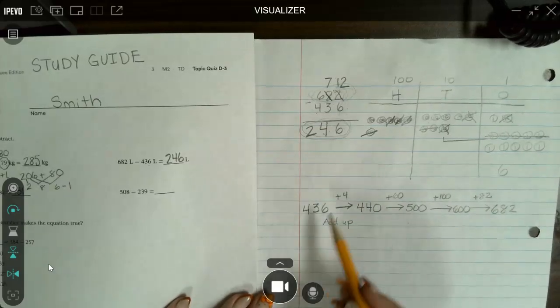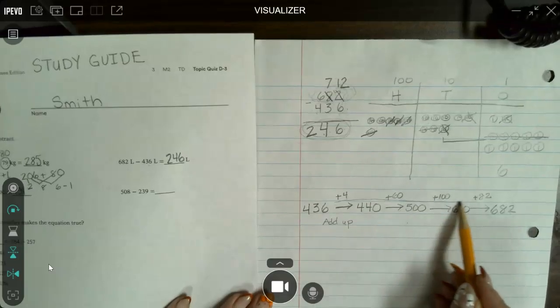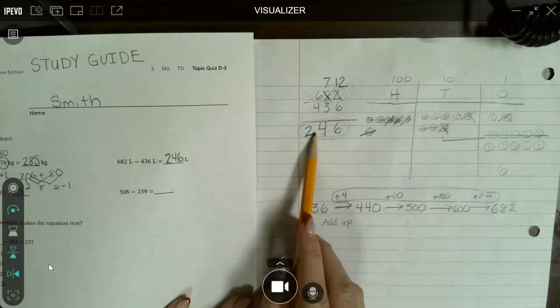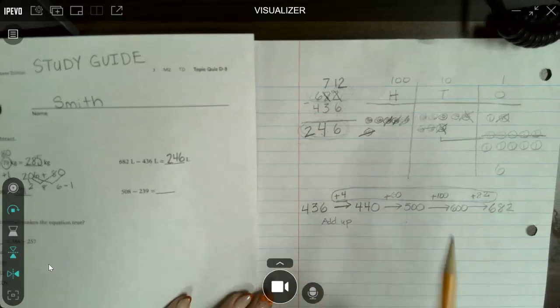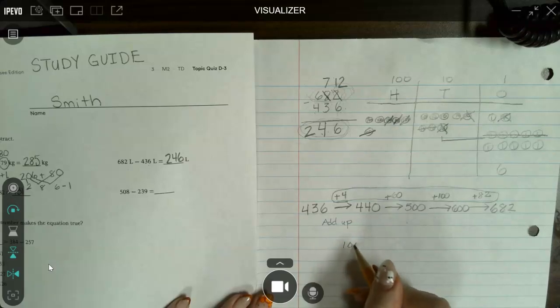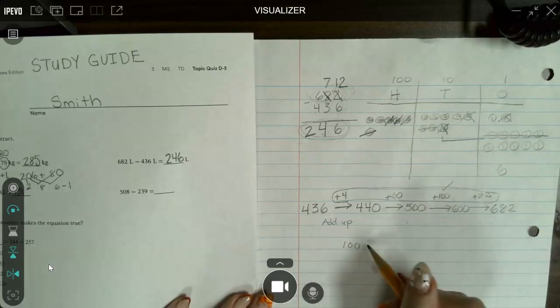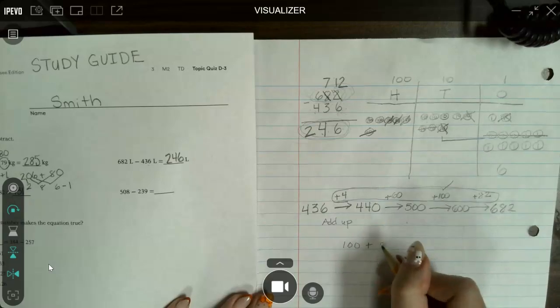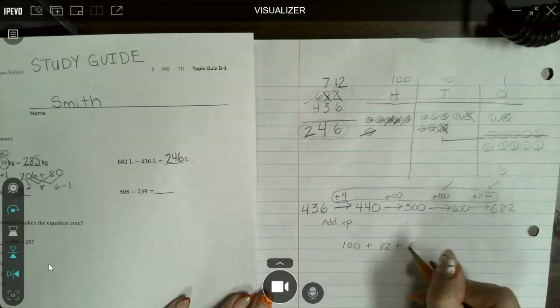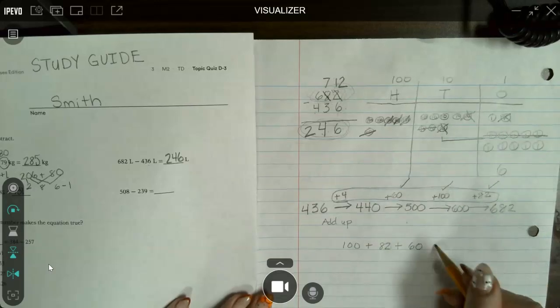The final step is all of these small pieces make up this other part, or this difference. I have to put these pieces together. I had 100 plus 82 plus 60 plus 4.